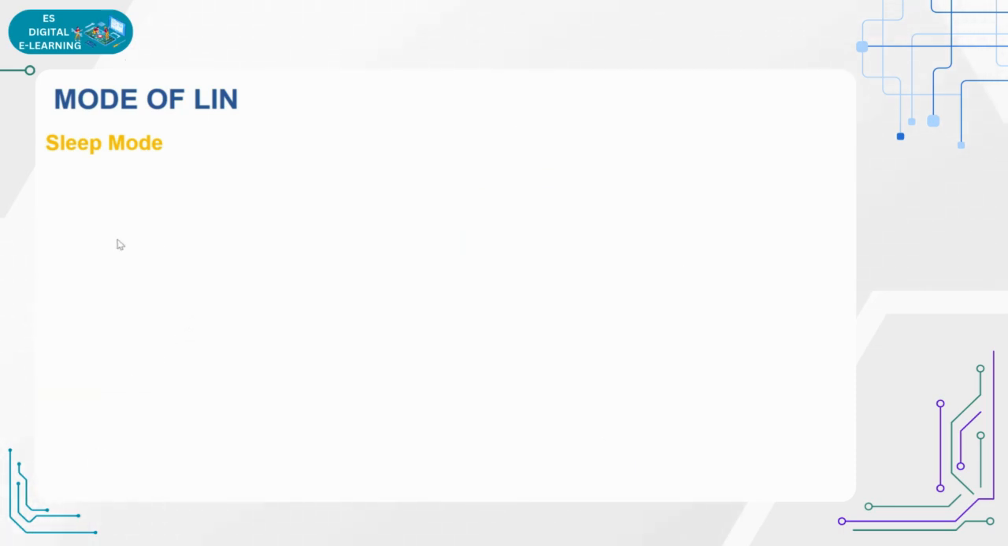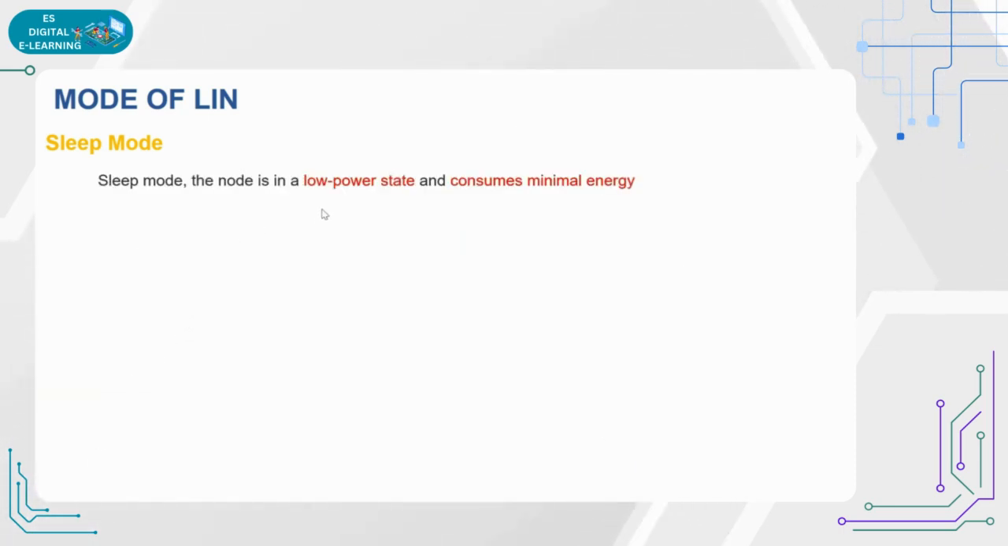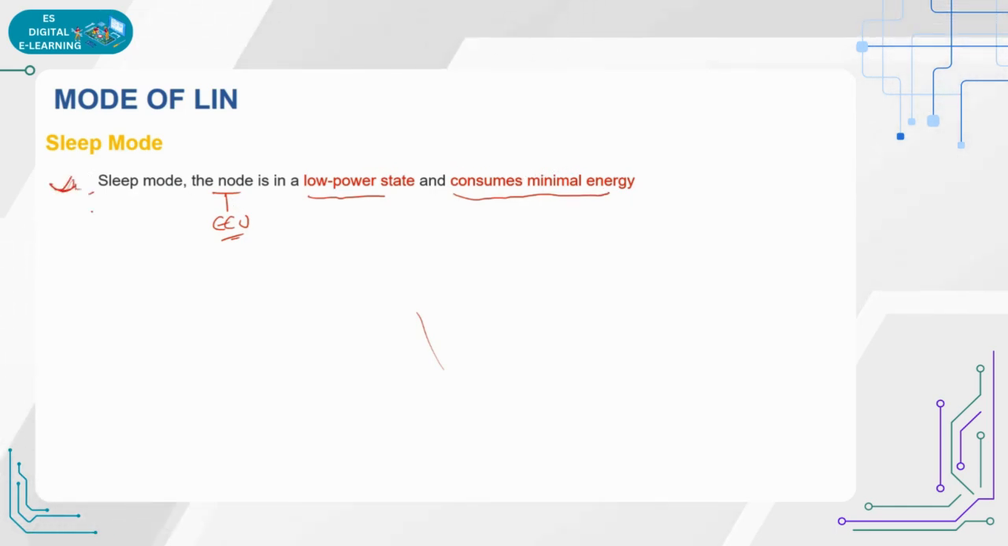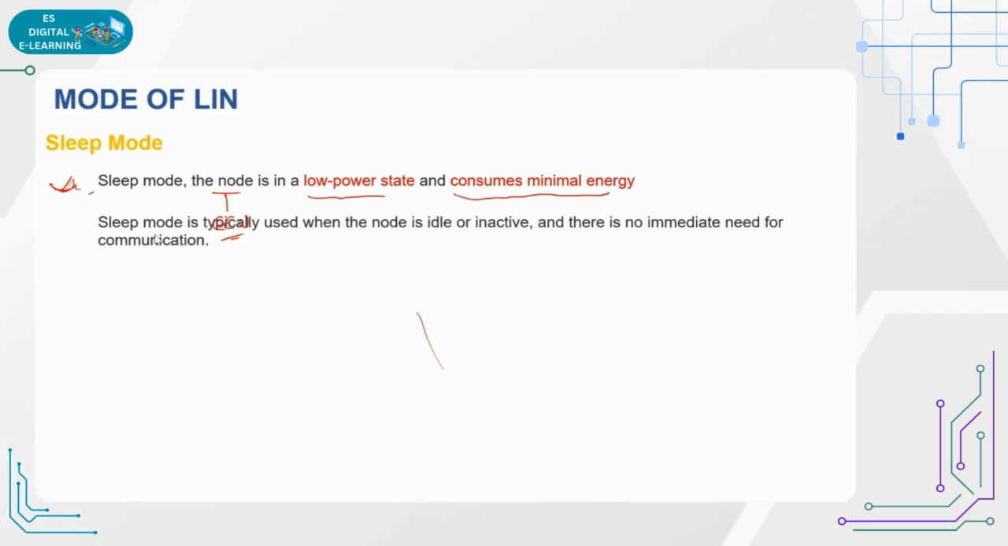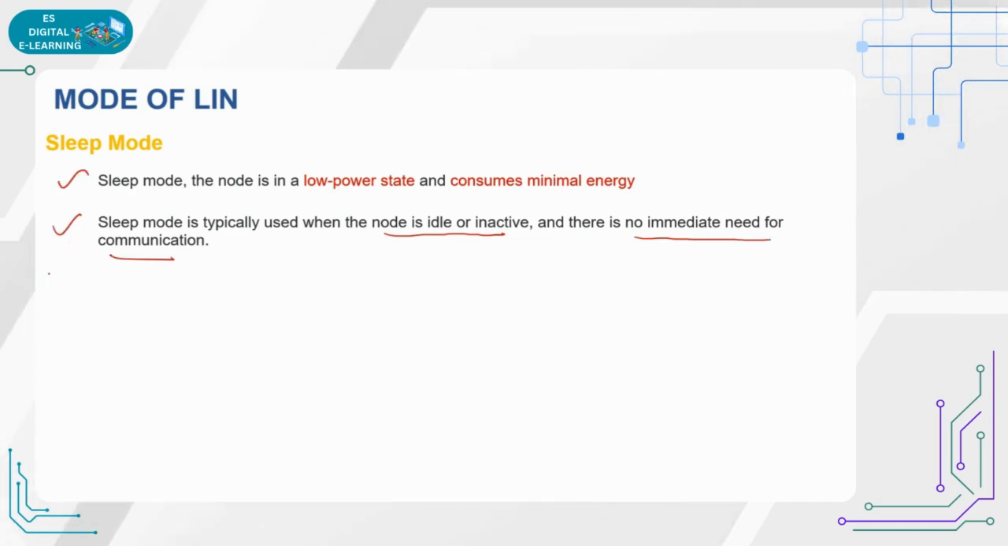What is sleep mode? Sleep mode is where the node, meaning the ECU in the network we are discussing, is in a low power state and consumes only less energy. This is the first point you need to remember and write. Sleep mode is typically used when the node is idle or inactive and there is no immediate need for communication. These are the 2 points you need to write and remember.